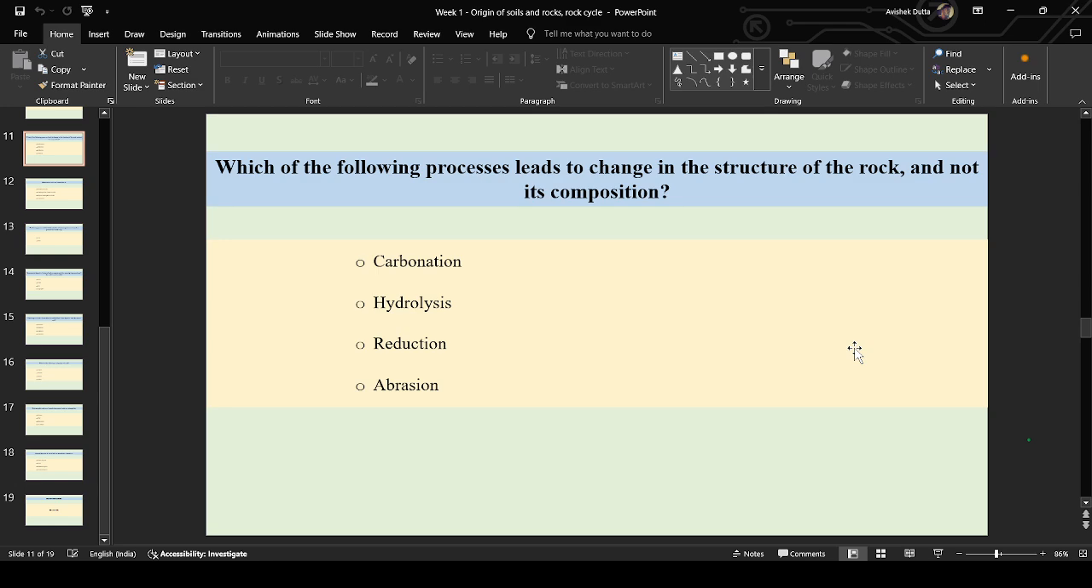Do you have any idea on these terminologies: carbonation, hydrolysis, reduction, abrasion? Sir, these are chemical weathering. Yes, you have heard these terms before, right? That's what I'm asking. Yes, sir.